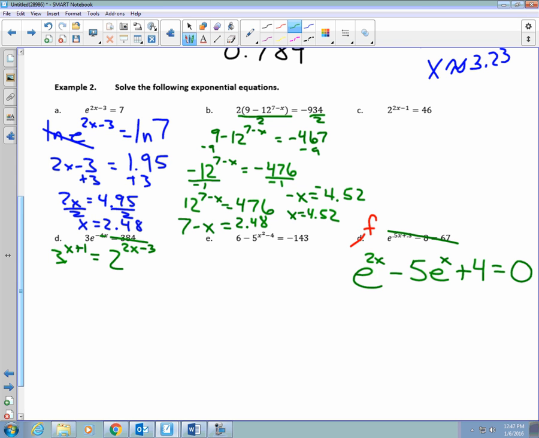I take the log base 12 of both sides. So I take log base 12, the 12 goes away. Log base 12 of 476. I do log of 476 divided by log of 12, and I get 2.48. You try C on your own. Go.